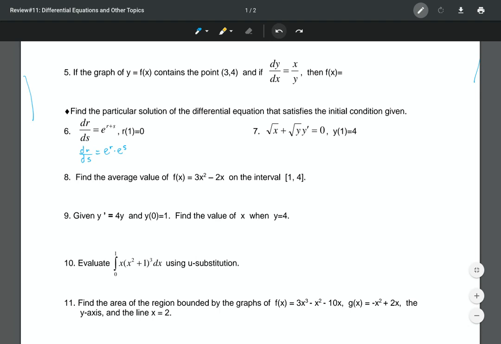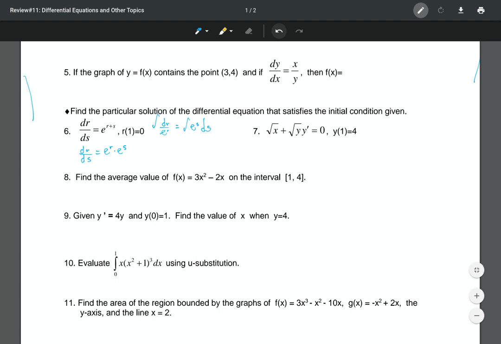So now that we know that, we're going to use separation of variables. We're going to multiply both sides times ds. This side will be the integral of e to the s ds, and on the left side you would have dr over e to the r. So basically you would have this. Don't write this yet.